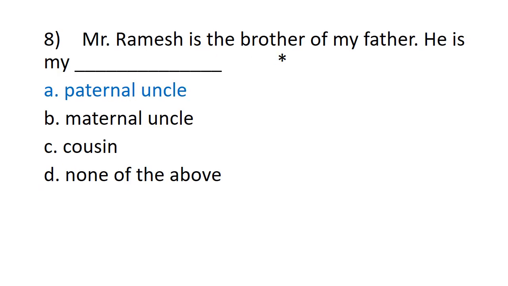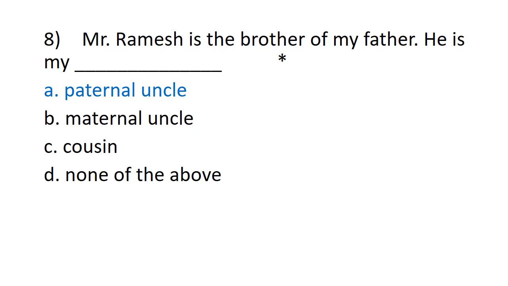The next question is, Mr. Ramesh is the brother of my father. He is my paternal uncle. The first option is paternal uncle. So children, paternal is related to the father's side of the family, alright? And Mr. Ramesh is the brother of my father. So he is related to the father's side of the family, right? So he is my paternal uncle. So option A, paternal uncle is the right answer.